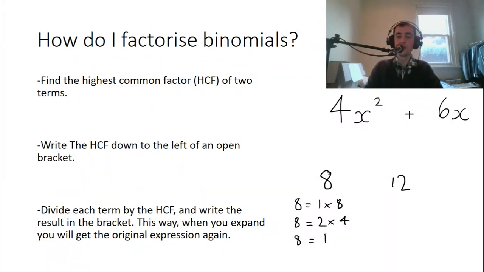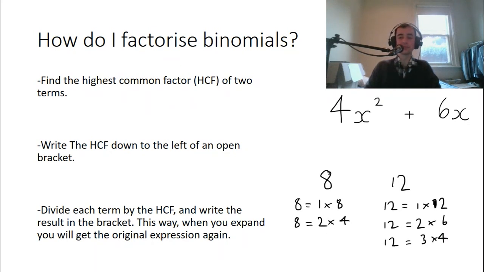So, or 4 times 2, but I've already done it. So that's my favorite way of finding factors. So 12 equals 1 times 12, or 2 times 6, so you just go 1, 2, 3, 4. Or 3 times 4. And if I go for 4, I've already done the number 4, so that means I can stop here.